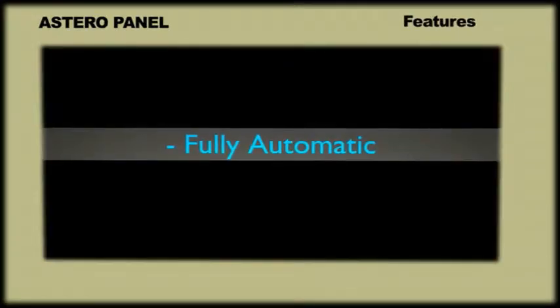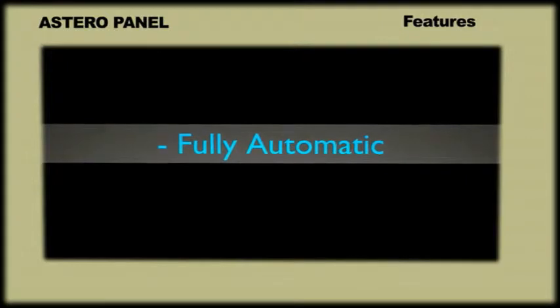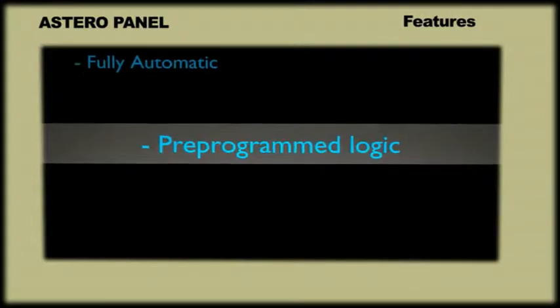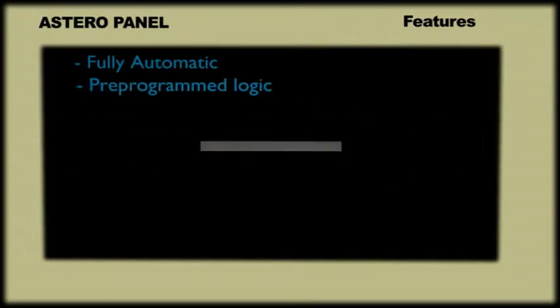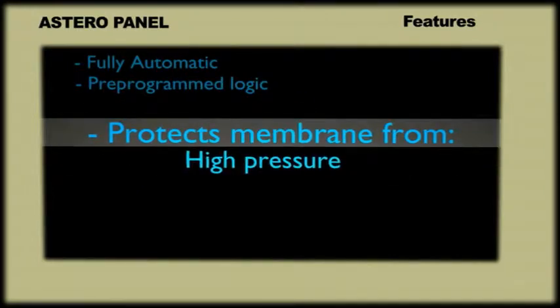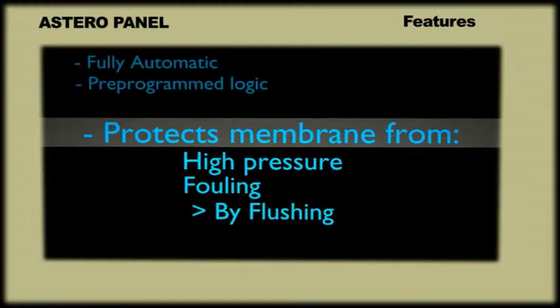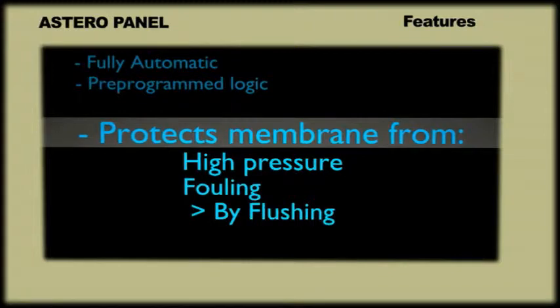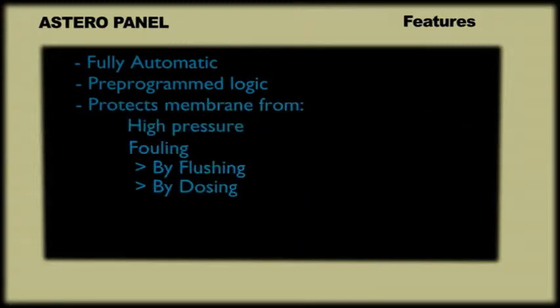It operates the system automatically based on the levels in treated water and raw water tanks. Starts and stops the plant in the correct sequence. It saves membrane damage because of high pressure. It increases membrane life by flushing it during starting, stopping, and after a set interval of time. It keeps membrane healthy by doing required dosing.